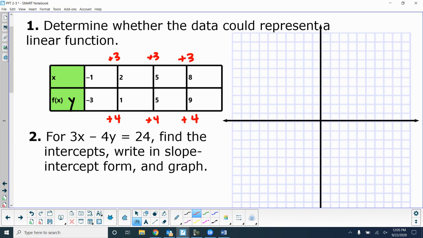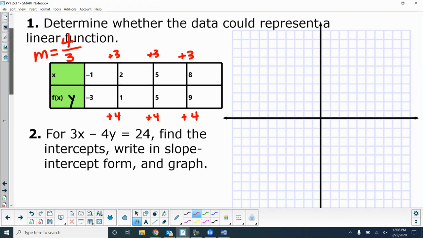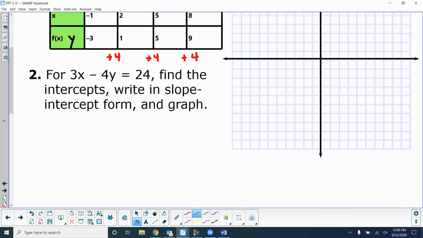So, since the difference is the same, both top y's and bottom x's, when we write the change or the slope, it's the change in y's over the change in x's, right? Rise up and down, y's over run, x's right and left. If that's the same each time, it is a linear function then. Constant rate of change. Number 2 says find the intercepts.